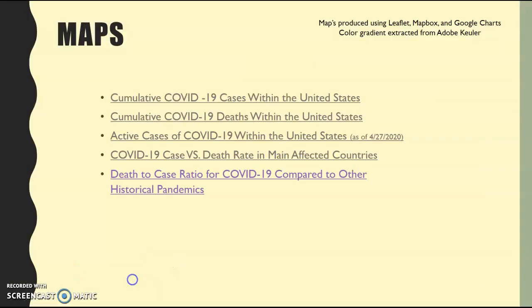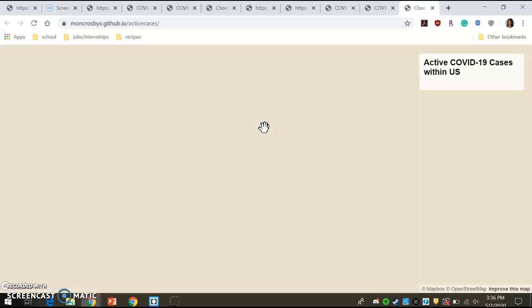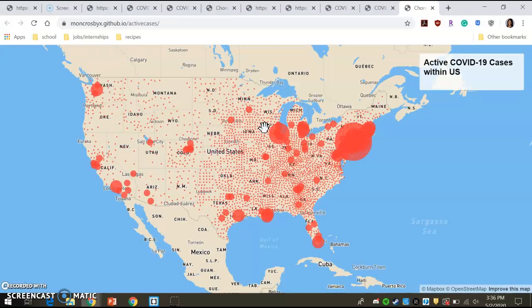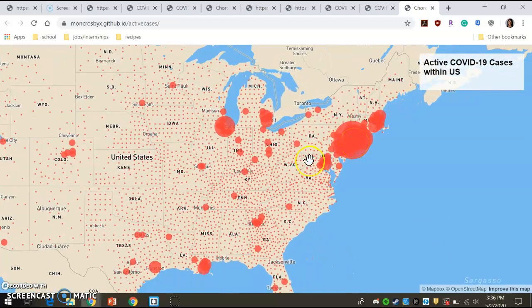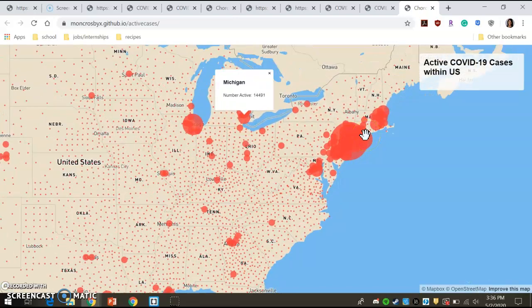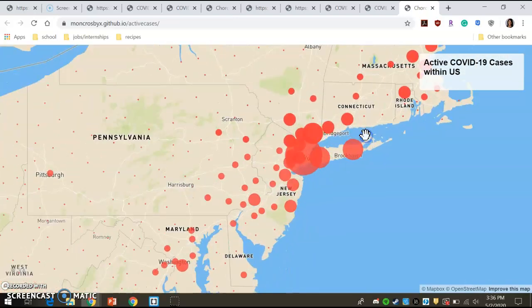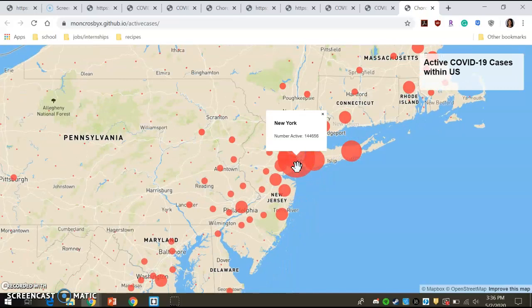But now to show you the active cases within the US. So this is calculated from the cases first death rate, and this is a proportional symbol map that shows the circle radius in relation to the number of active cases in that state. So you can click on different circles and they show you geographically where they are. You can zoom in, and here you can see that New York had 144,000.